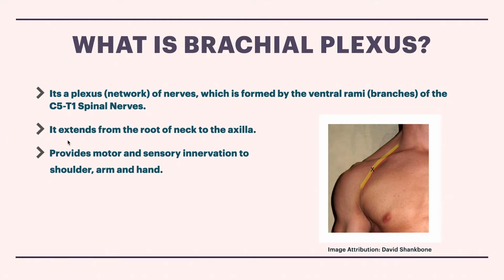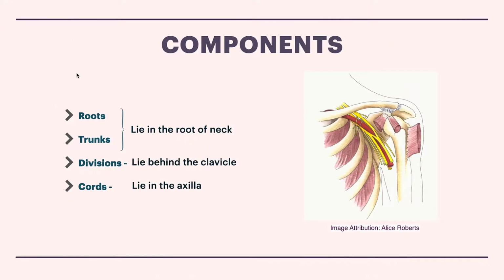The brachial plexus extends from the root of the neck to the axilla. Here we can see the root of the neck, and all the way it goes to the axilla. It provides motor and sensory innervation to the shoulder, arm and hand. Moving on, we have the components of the brachial plexus. We have the roots and the trunks, which lie in the root of the neck. We have divisions, which lie behind the clavicle, as we can see in the picture here. And then we have cords that lie in the axilla, here.